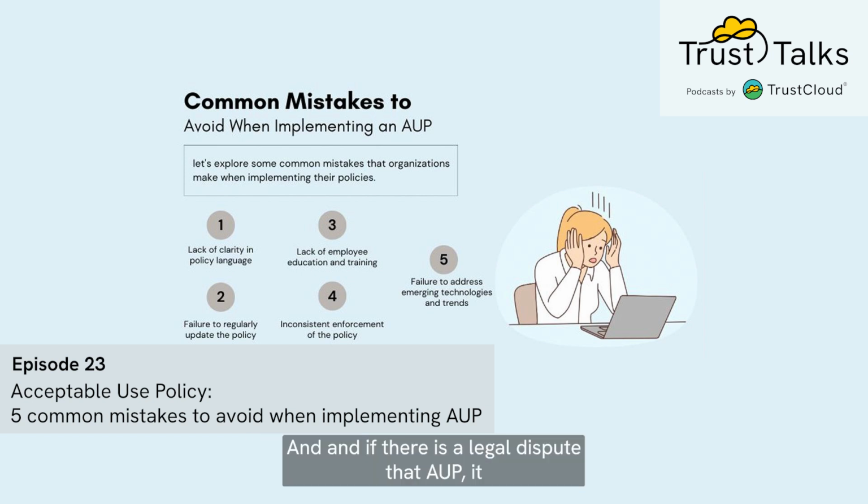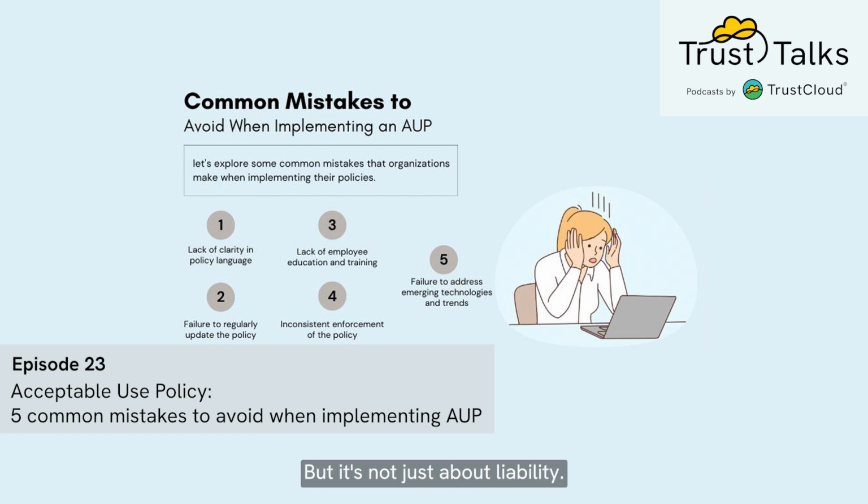Yeah. And if there is a legal dispute, that AUP can actually be used as evidence to support the company's position. Okay, so it's all about having that documentation, that proof that the company did what it was supposed to do. Right. But it's not just about liability.